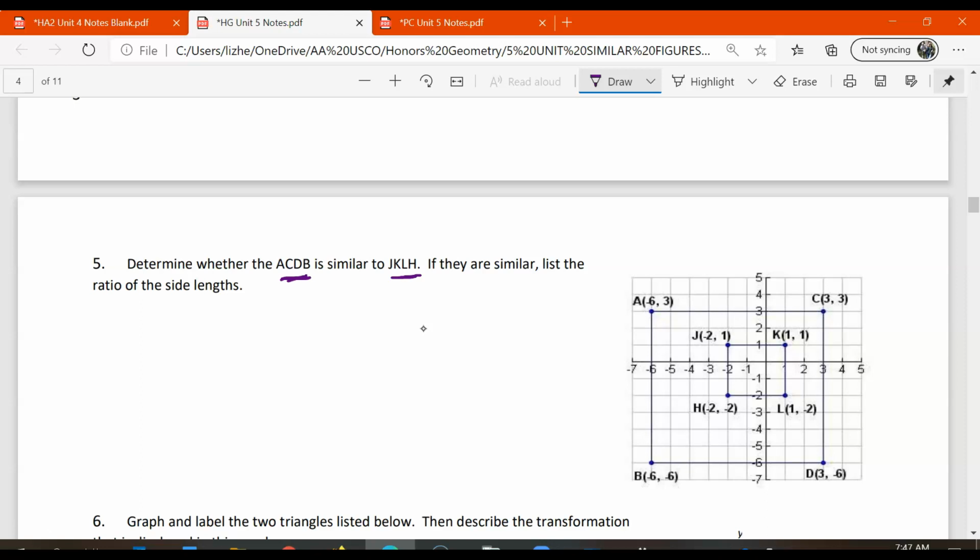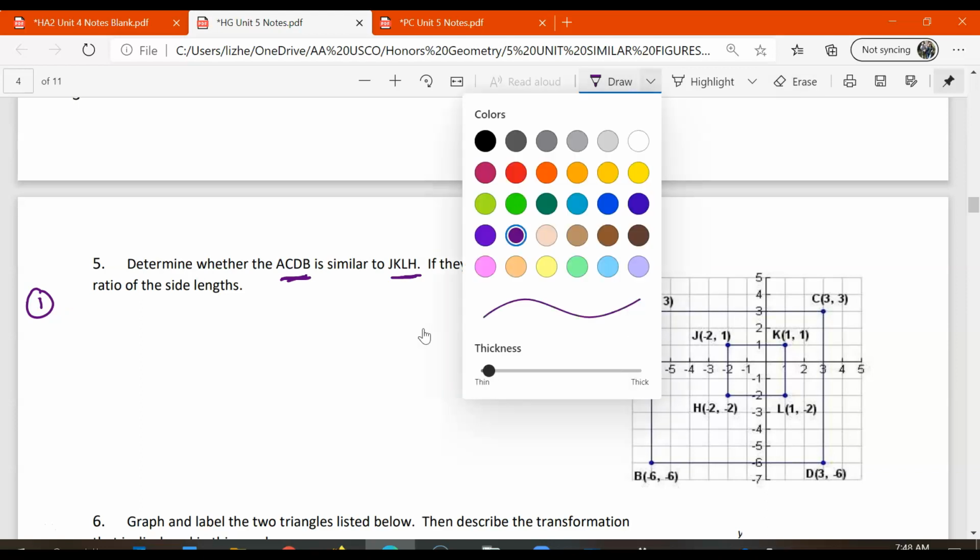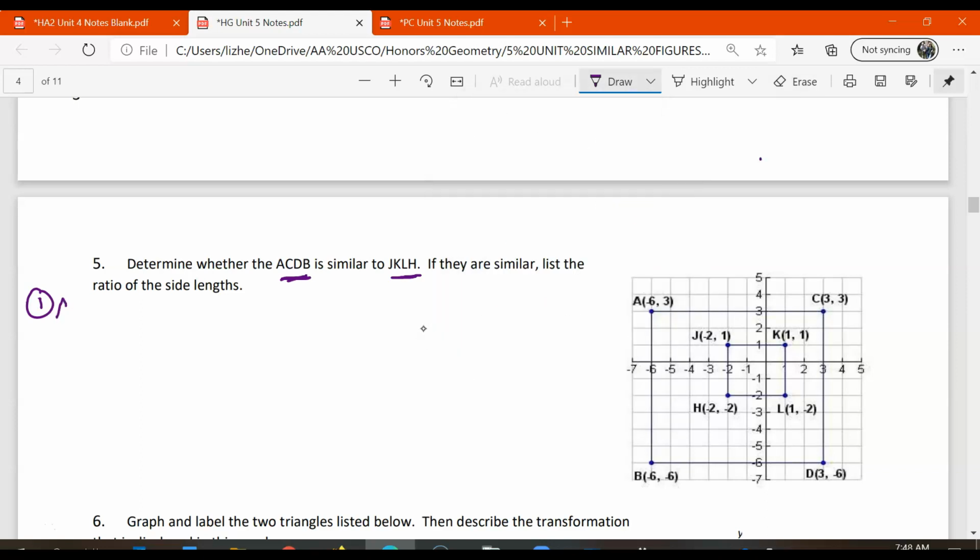So the first thing we want to do is if they are similar, then we have two requirements. One, angles. I seem to be having some technical difficulties. Well, I like that purple color. Let's go back to that. Okay, angles congruent. And then the second requirement to be similar is sides proportional.